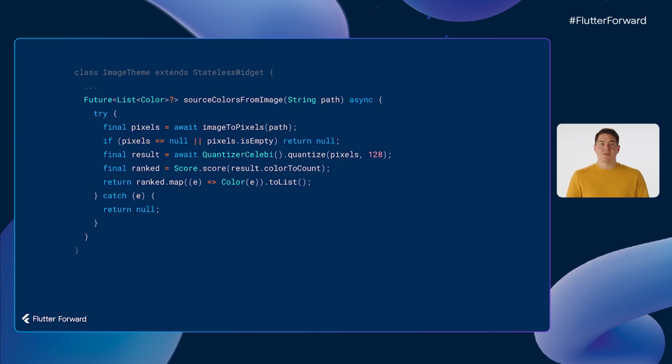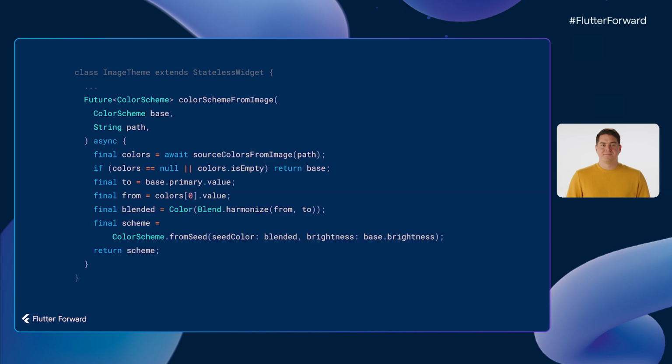Then we can implement the source colors from image method that takes the pixel data, quantizes the result, and returns them to the ranked pixels in the image. Now we can create a color scheme from image method that takes the current color scheme and blends it with the primary of the top color in the image. We then can use that seed to generate another color scheme, which we then return. This blend method is important because otherwise the color could potentially clash with the main theme.